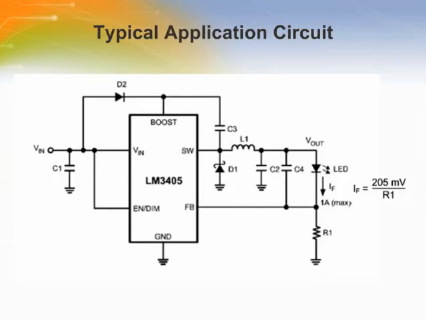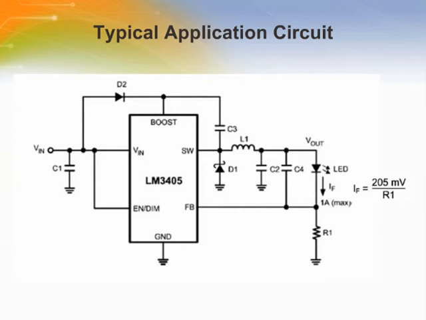Here shows a typical application using the LM3405 regulator driving a single LED. The boost voltage can be derived from Vin or Vout. The boost to SW voltage, VBoost minus VSW, should never exceed the operating limit of 5.5 volts and must be greater than 2.5 volts for optimum efficiency. In this circuit, the maximum Vin is 5 volts, and therefore the boost voltage is derived from Vin.